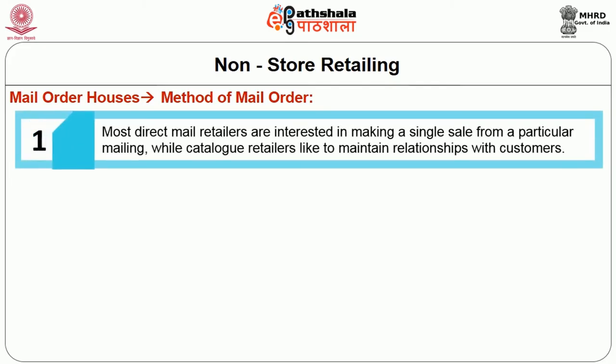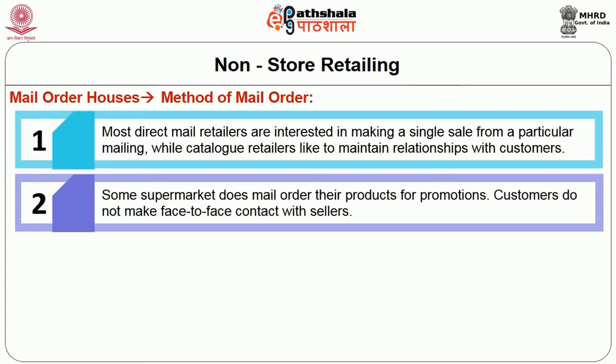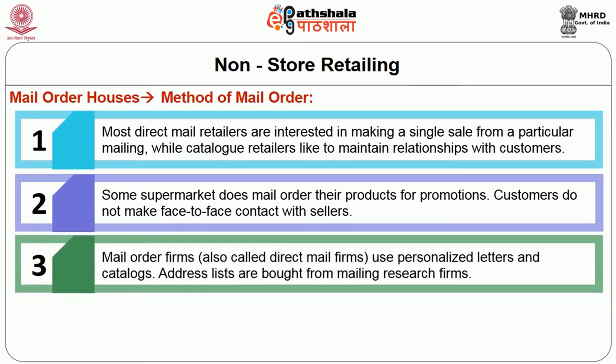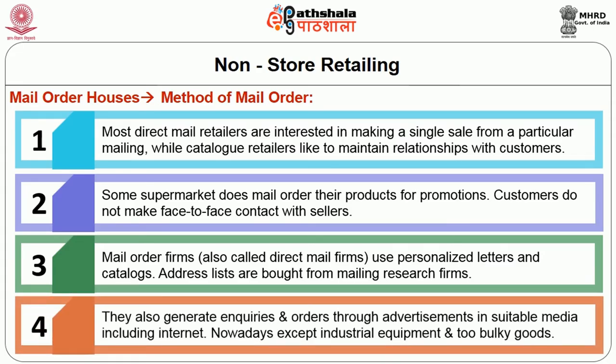Most direct mail retailers are interested in making a single sale from a particular mailing, while catalog retailers like to maintain relationships with customers over time. Supermarkets sometimes mail order their products for promotion. Customers do not make face-to-face contact with sellers. Mail order firms use personalized letters and catalogs. Address lists may be bought from mailing research firms through advertisements in suitable media, including the internet. Nowadays, except industrial equipment or too bulky goods, almost everything is sold through mail orders.